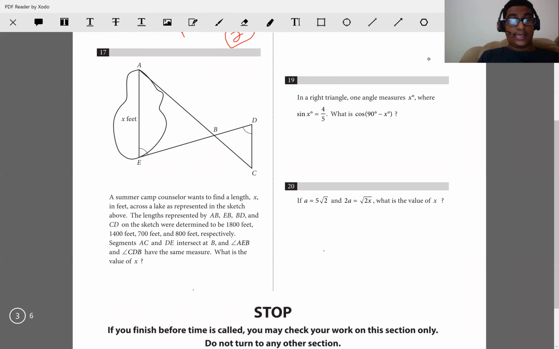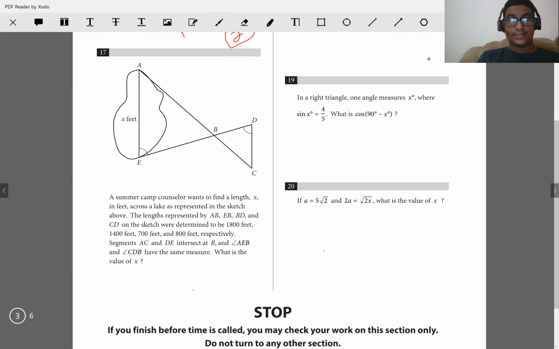Now let's do number 17. A summer camp counselor wants to find the length x, that's this one right here, in feet across the lake as represented in the sketch above. The lengths represented by AB, EB, BD, and CD on the sketch were determined to be 1,800 feet, 1,400 feet, 700 feet, and 800 feet respectively. Segments AC and DE intersect at B, and angle AEB and CDB have the same measure, and they already marked that here by this angle sign on both sides to show that they're congruent angles. What is the value of x?